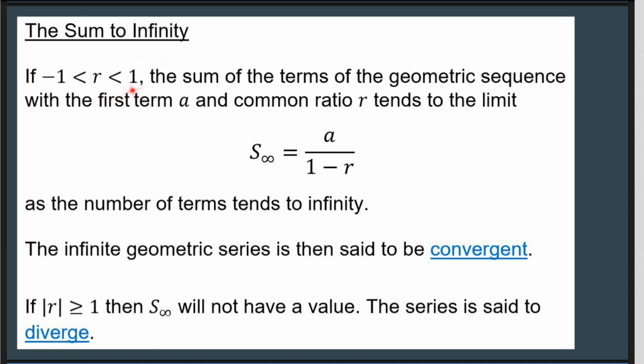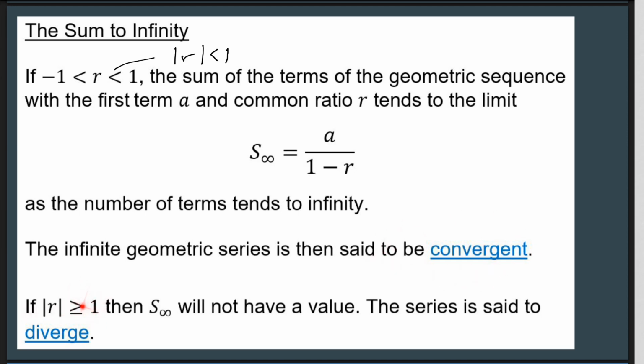If the ratio is between 1 and minus 1, and you might have seen the notation before, that is indeed the same as writing that. The sum of the terms of the geometric sequence with first term a and ratio r tends to this limit here. We wrote that down before, straight from the formula book. That says the number of terms tends towards infinity. If r is between -1 and 1, or the modulus of it, the absolute value, is less than 1, the sequence is said to converge.